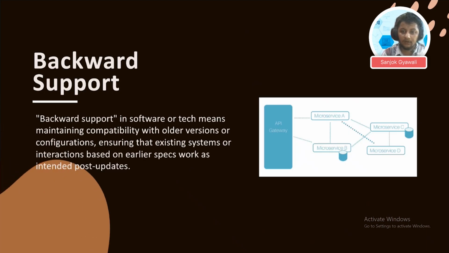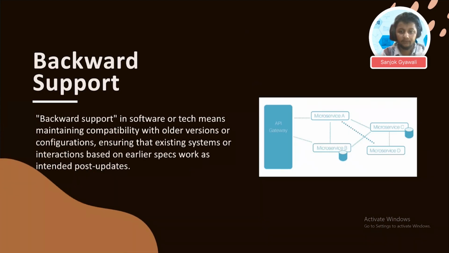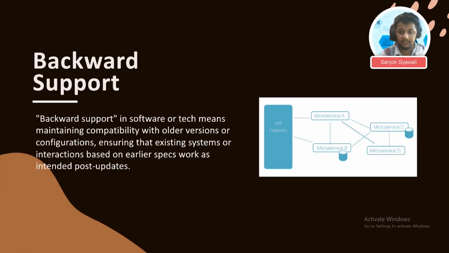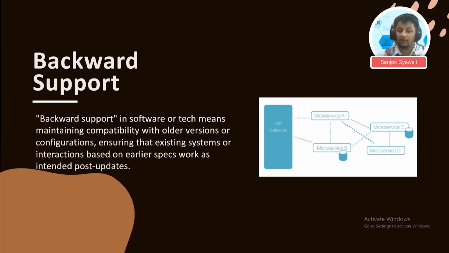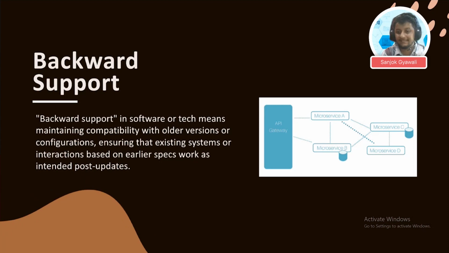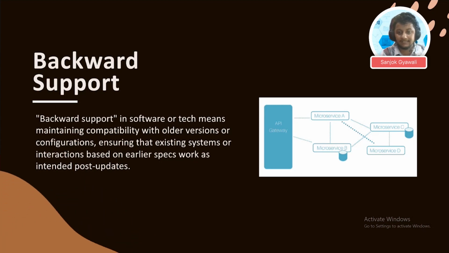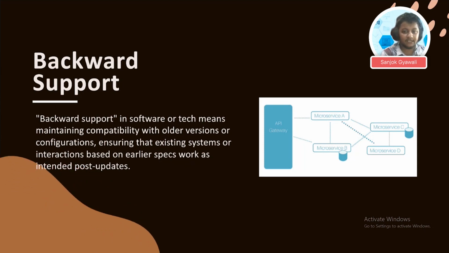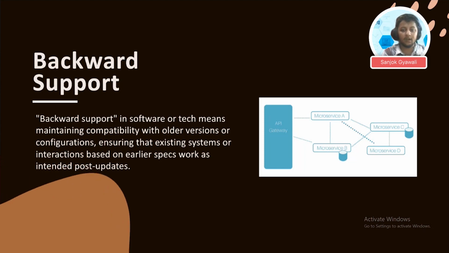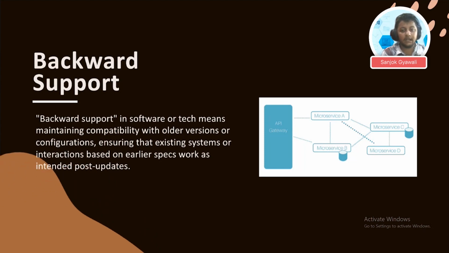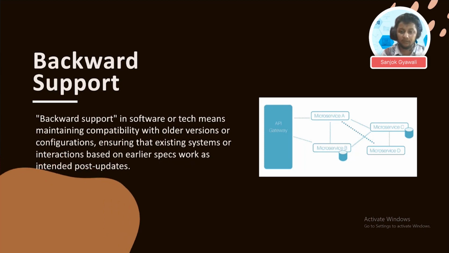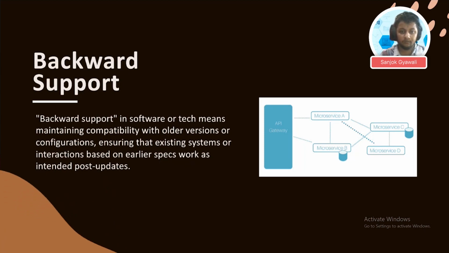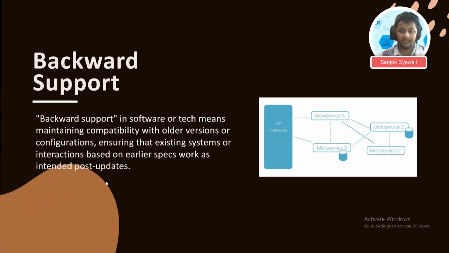So backward support in software or tech means maintaining compatibility with older versions or configurations, ensuring that existing systems or interactions based on earlier specs work as intended after updates. Like after we provide the post updates, we use backward support to check if the post updates have any changes on the existing system or not. If it is an existing system, we use different techniques, like versioning techniques, for backward support and provide the proper reasoning why it has been changed, and we will provide the backward support so that it will not affect the existing system. Also, we can fix that in production only. So versioning will be the best possible way for the best backward support.